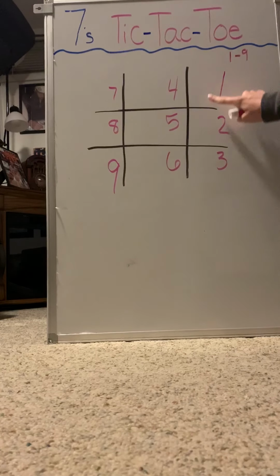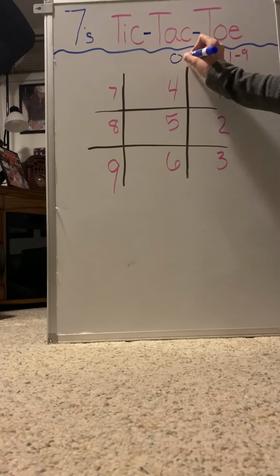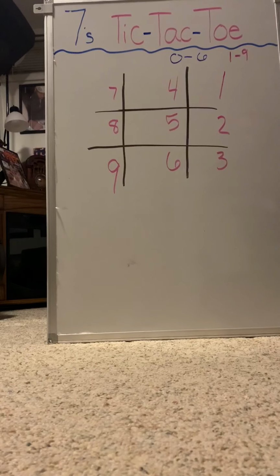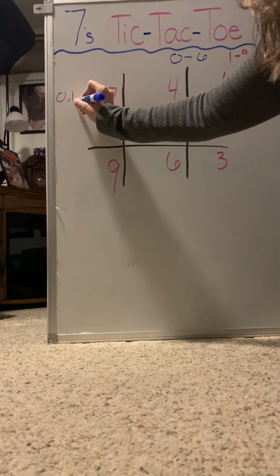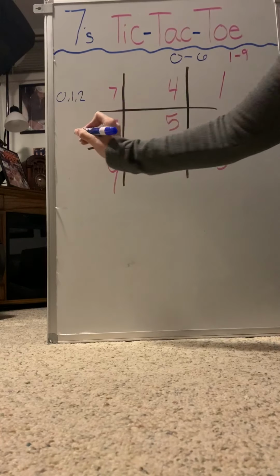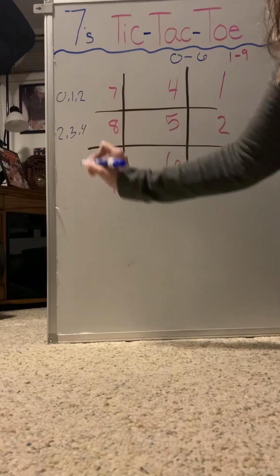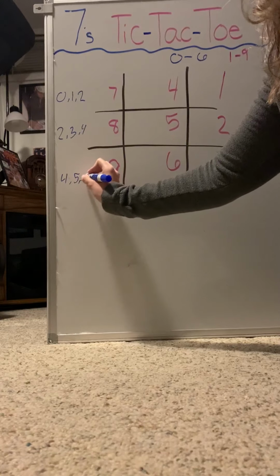So after I have the first step done, writing down numbers 1 through 9, I'm going to do the second step. This is where it gets a little tricky. We're going to write down numbers 0 through 6. We're going to start with 0 over here, and we'll do 0, 1, and 2. Then below it, we'll start with 2 again, 3, and 4. And then below it, we'll start with 4, 5, 6.